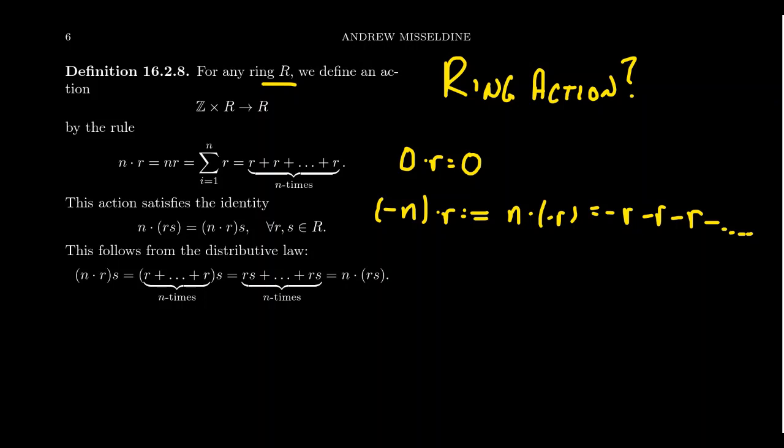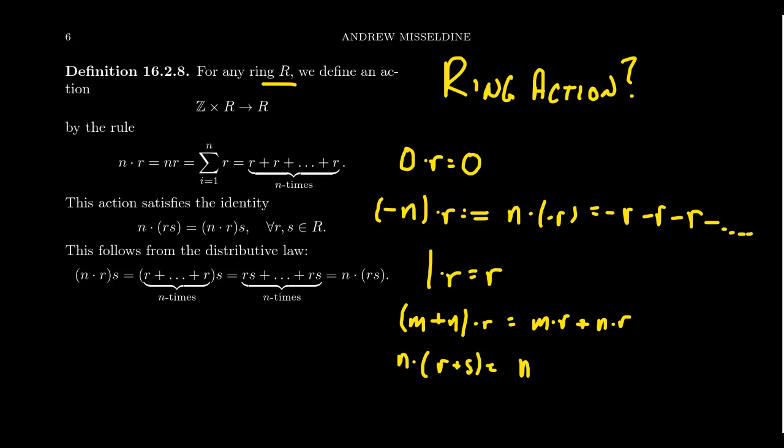So I don't want to go through all of them, but just some of them I'll remind you, like one acts on it to give you back r. We also have, if you have two integers m and n, which are acting on an element r, this is going to be the same thing, basically a distributive property, m dot r plus n dot r. We have it so that n is acting on the sum of two things, two ring elements, r and s. This becomes n dot r plus n dot s. And there's several more axioms there. There's about eight of them, I believe, off the top of my head, that a ring action has to satisfy to actually be a ring action.